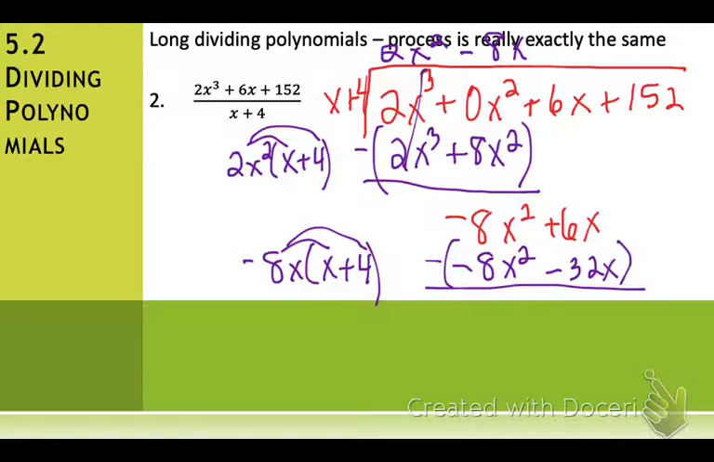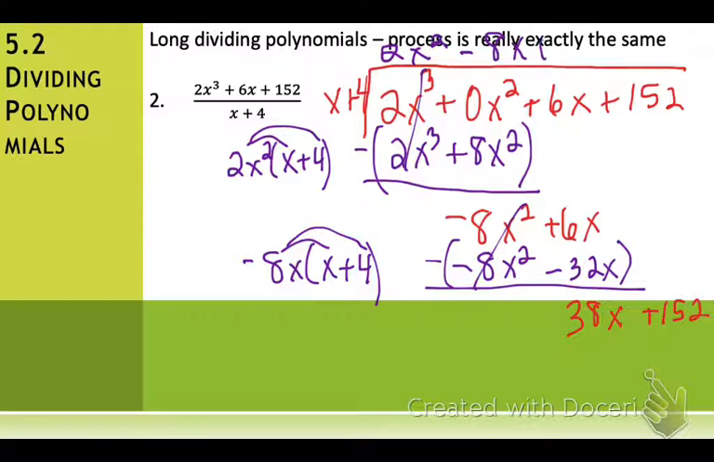These two cancel. Negative 8x squared minus negative 8x squared, they cancel out. And 6x minus negative 32x. Be careful there, that's actually going to turn to plus. So 6x plus 32x, that's going to be 38x. Bring down the 152 and start again. How many times does x go into 38x?